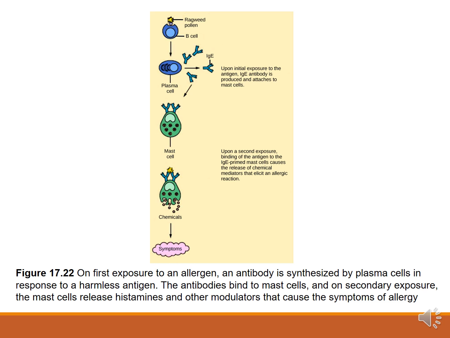So this is showing someone that's allergic to ragweed. Here's a B cell. We don't go into all the different categories of antibodies. But you have antibodies that are produced, attached to the mast cell. The mast cell is going to release chemicals such as histamine that elicit an allergic reaction.